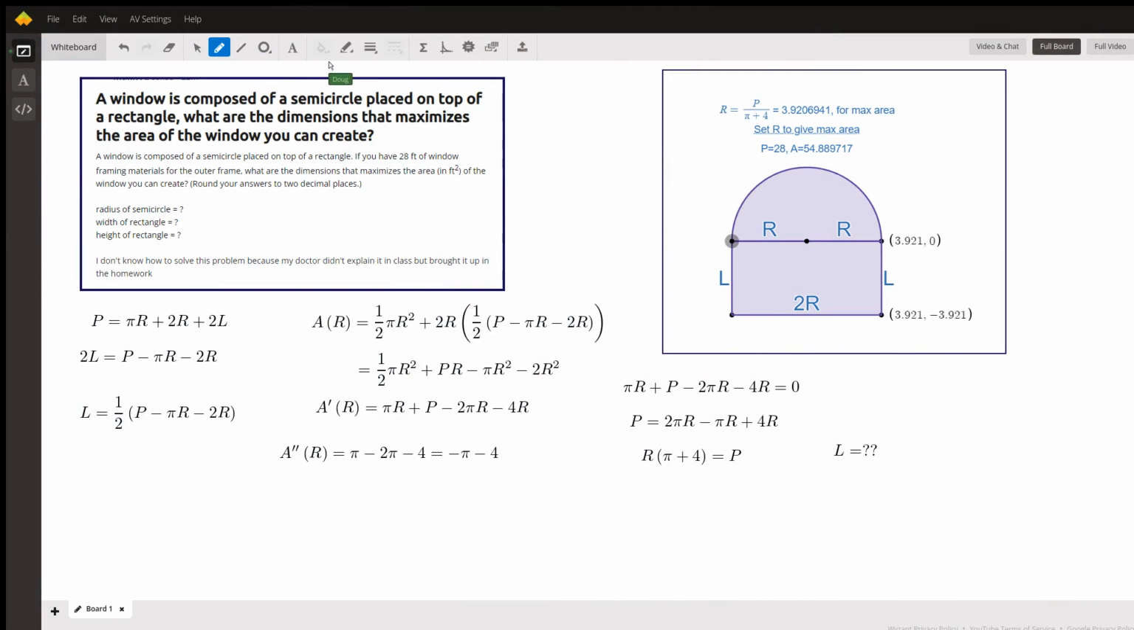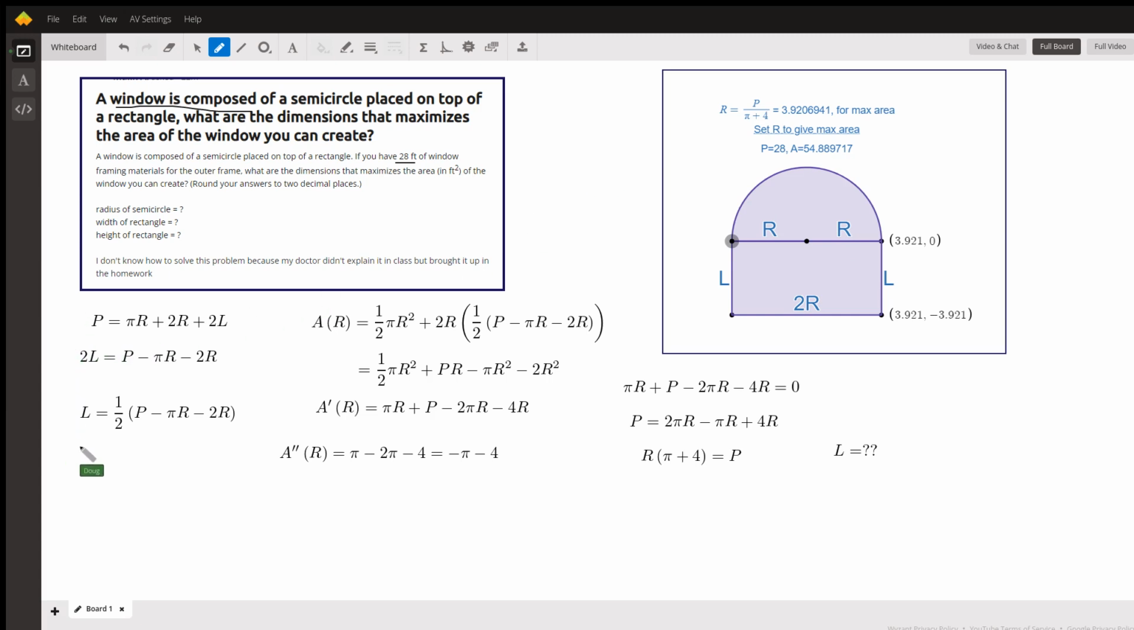Okay, this is the standard Norman window problem where we have a semicircle placed on top of a rectangle. We've got 28 feet of material for the outside, or the perimeter, of the window. And we want to know what dimensions we should have to maximize the area, the amount of sunlight that comes through that window.